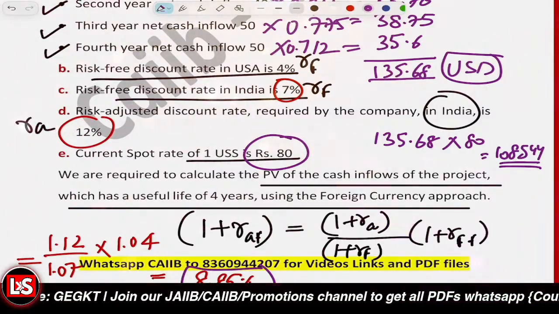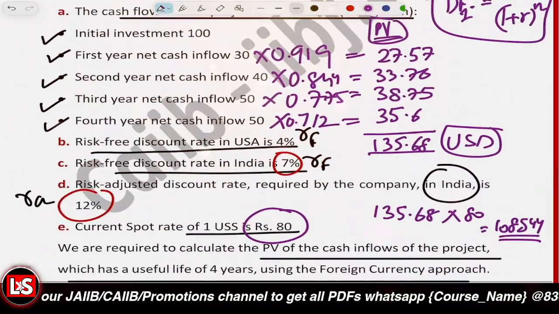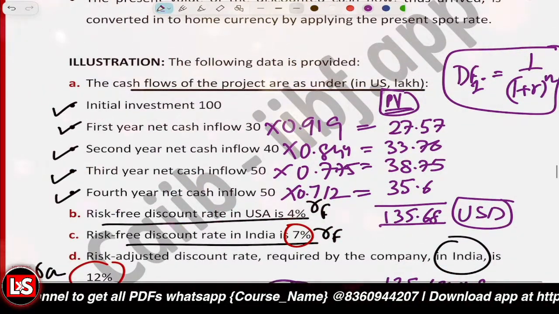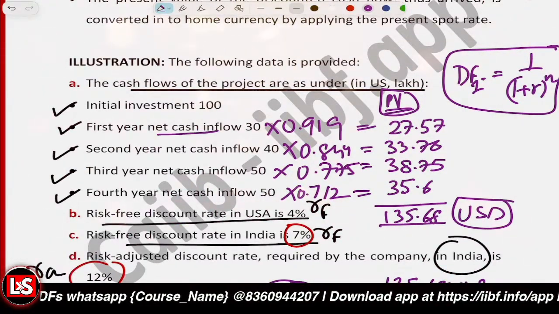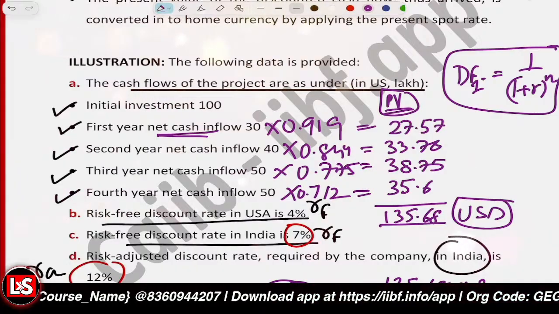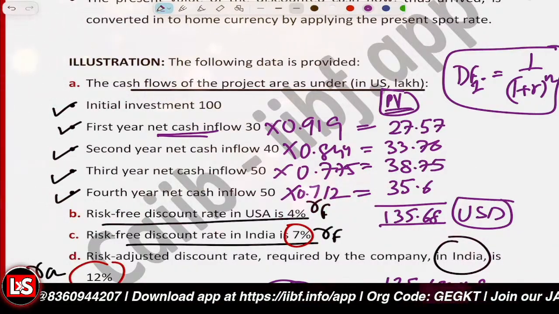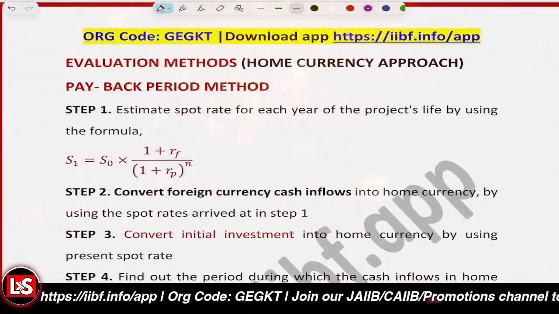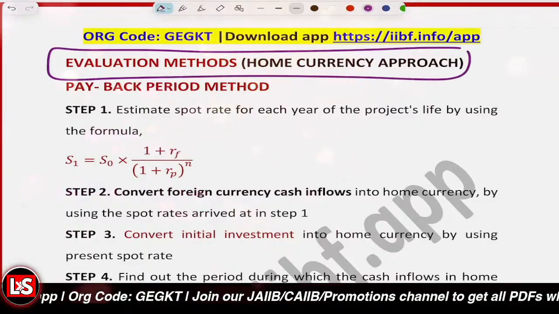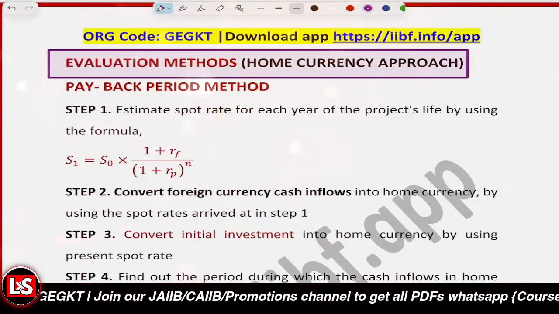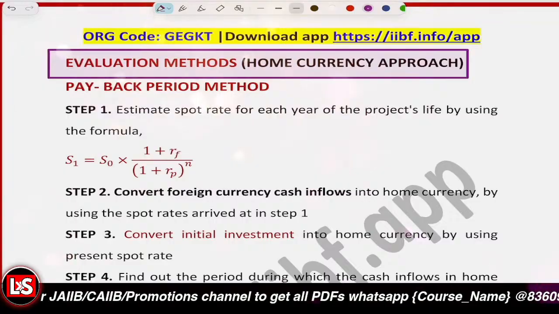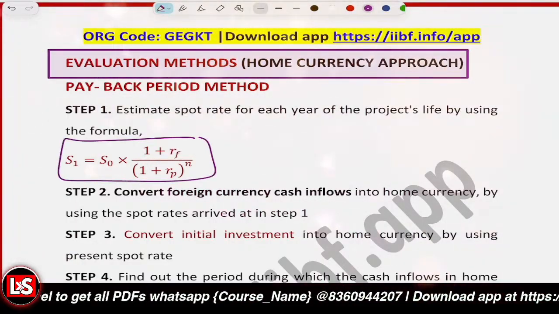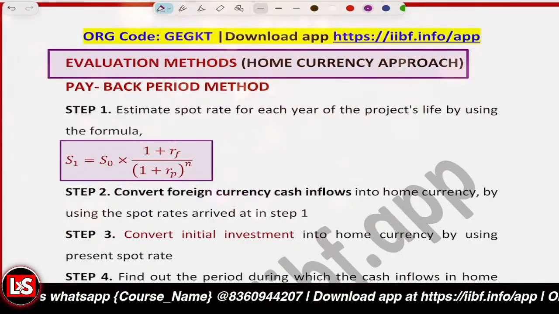Now, this we calculated for the foreign currency approach, but if the same question was there for the home currency approach, when we estimated the net cash flows, after that we would multiply them with the estimated spot rate. So for the home currency approach, we have to estimate the spot rates. And there this particular formula would be applicable.